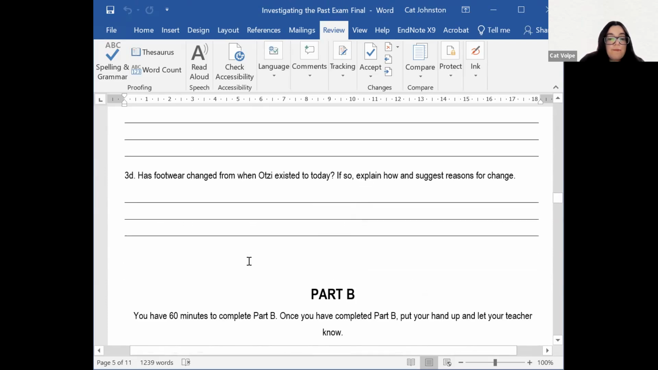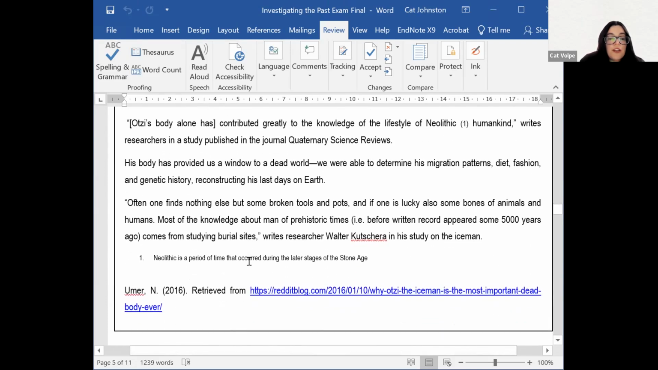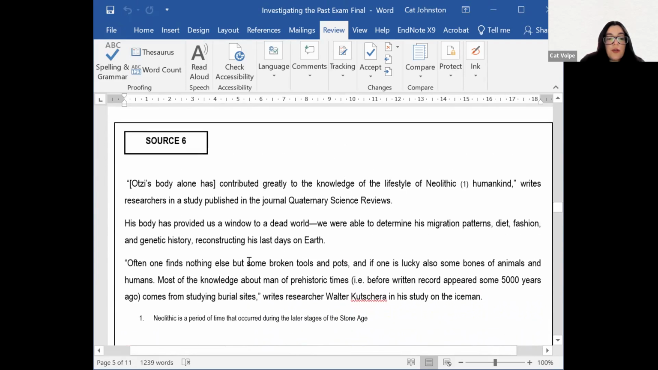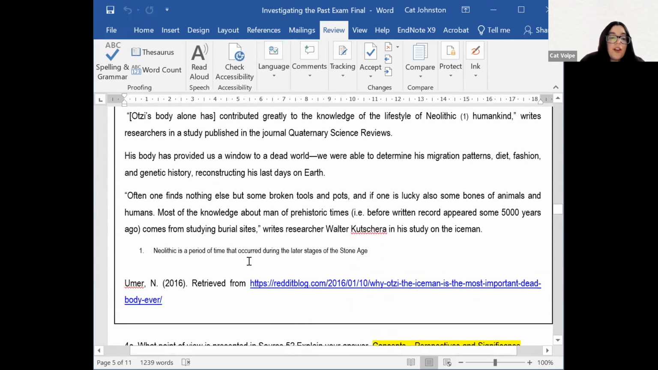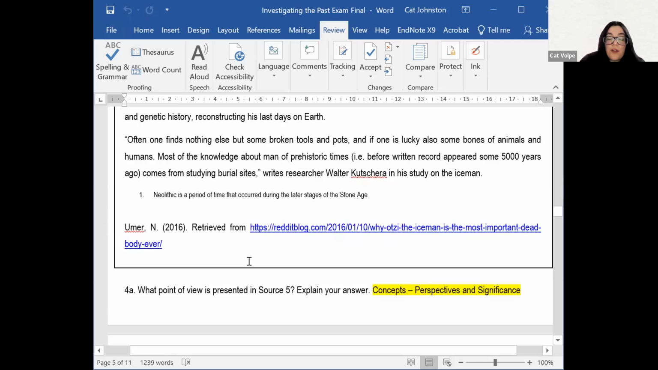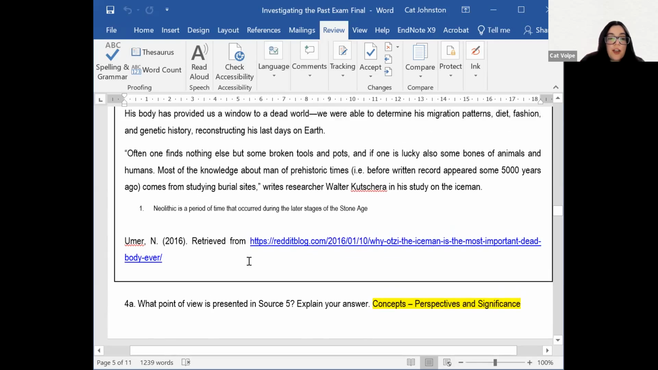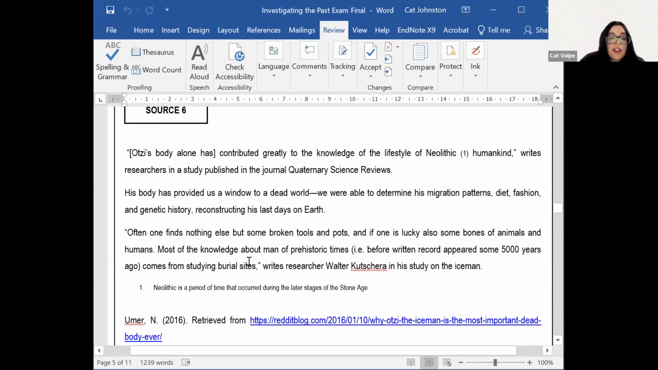And different sources that students had to read through and to be able to understand, point of view and perspective, okay? So that's coming through. So what is the point of view presented here? So they had to read through this and determine what this person thought about Ötzi the Iceman's death, okay? And what happened to him before he died.